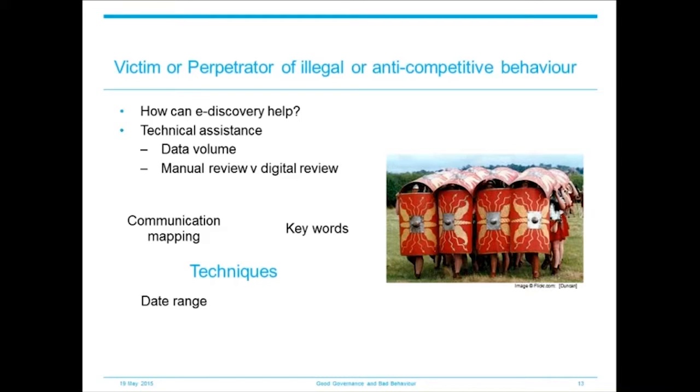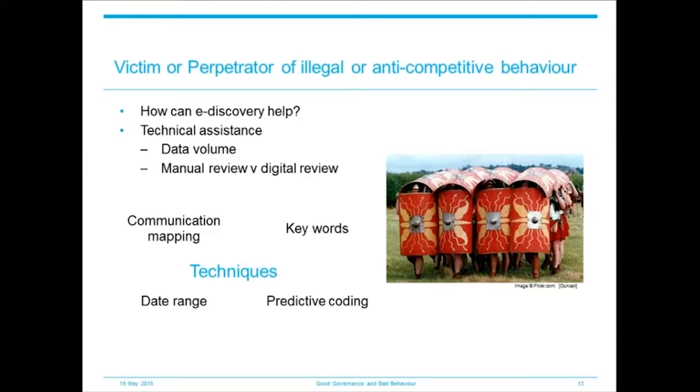Thirdly, if the behaviour was known to have taken place over a particular period, the platform can narrow the dataset down by date range to include only those communications and documents occurring within the specified date.